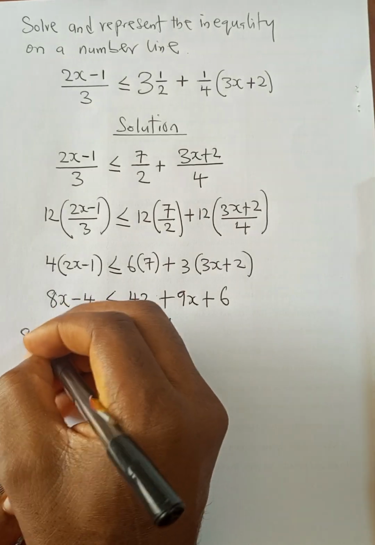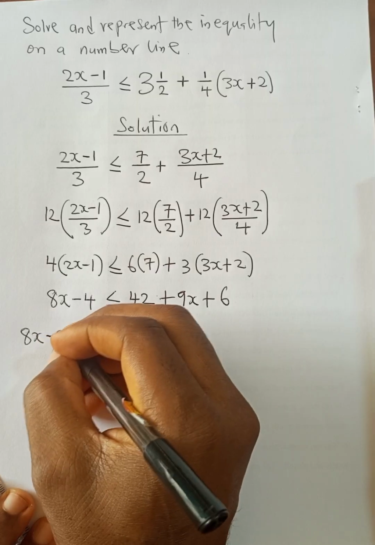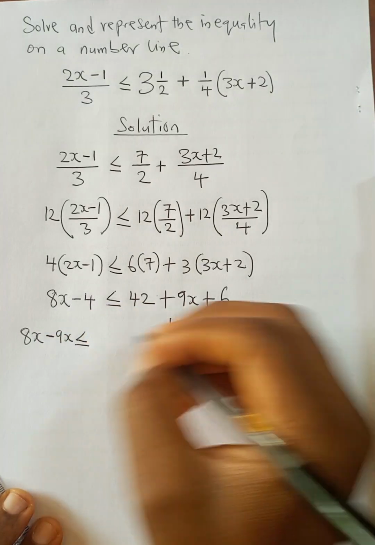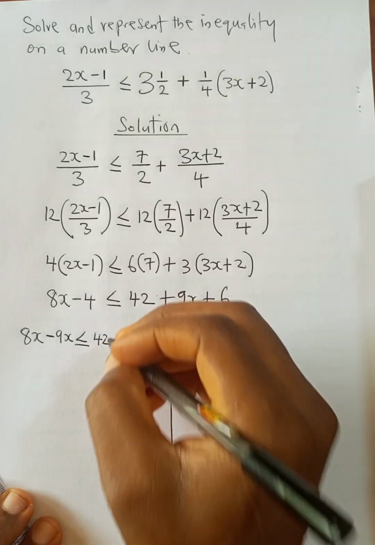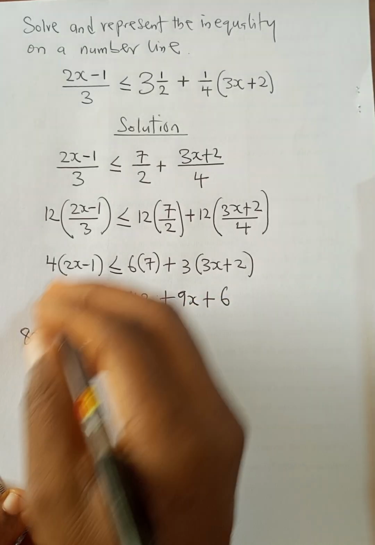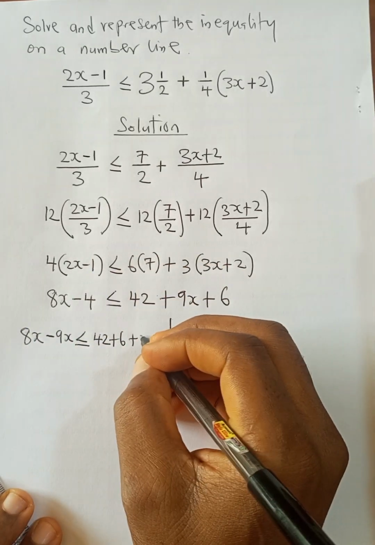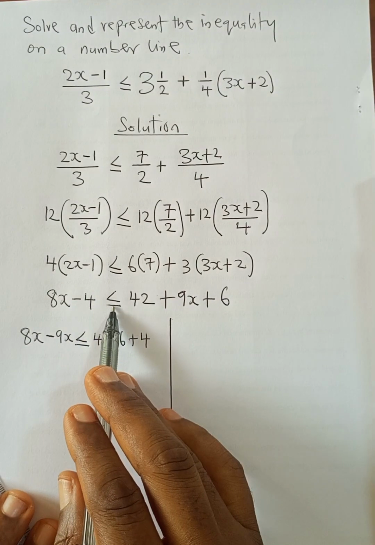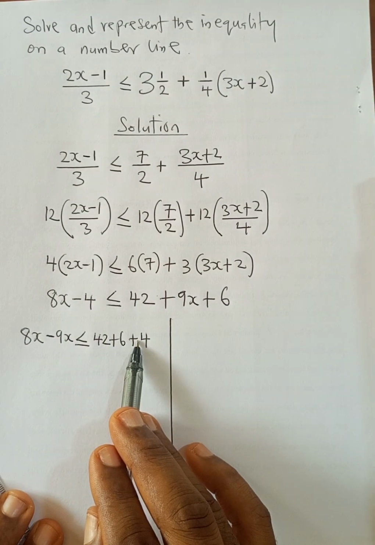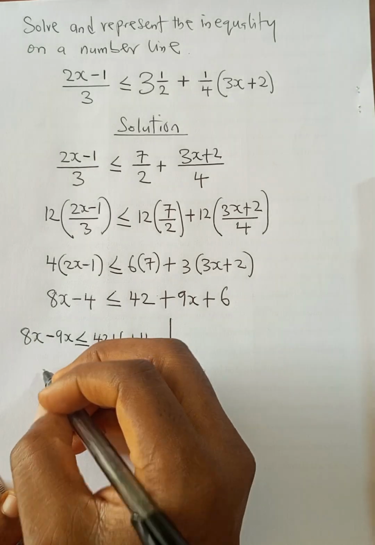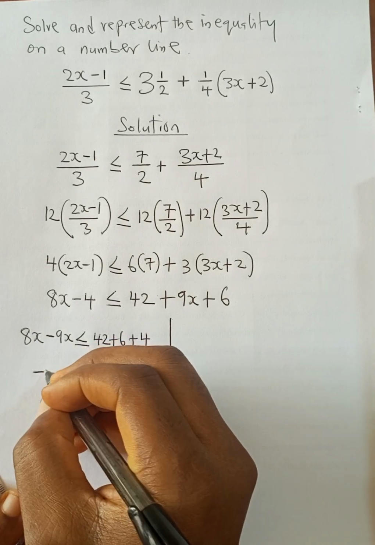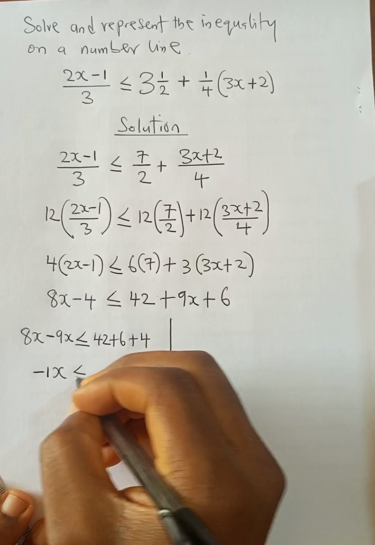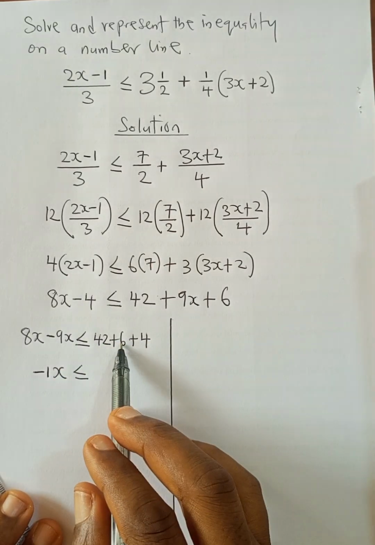So we have 8s minus 9x is less than, what is remaining here? What remains is 42 plus 6. Then this 4 comes here and gives us plus 4. Just like in equal to, when this crosses here it turns to 4. So this minus this will give us minus x. Minus s is the same thing as minus 1x, is less than or equal to this plus this, which is 10.